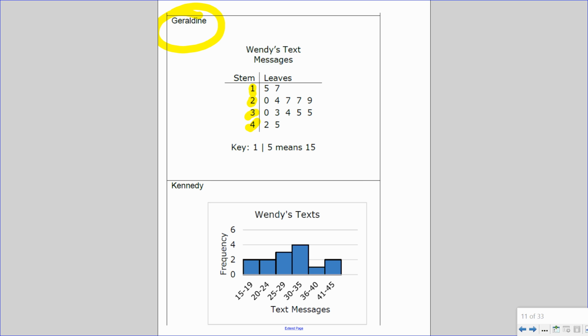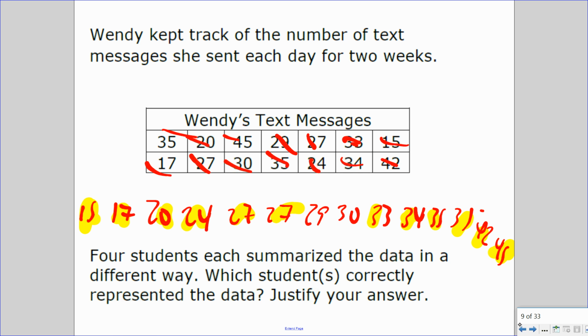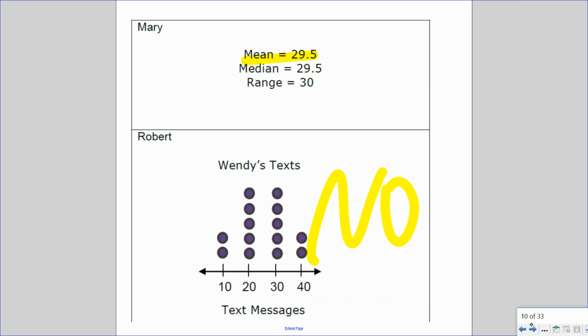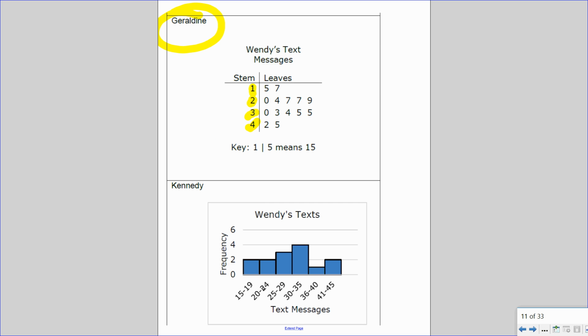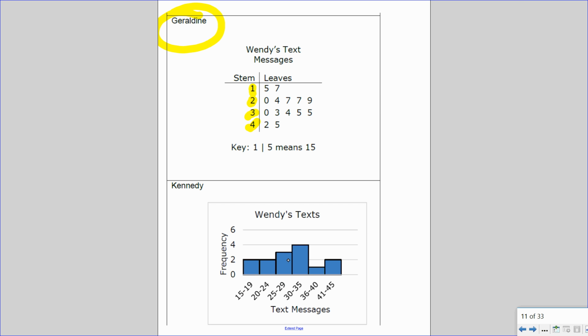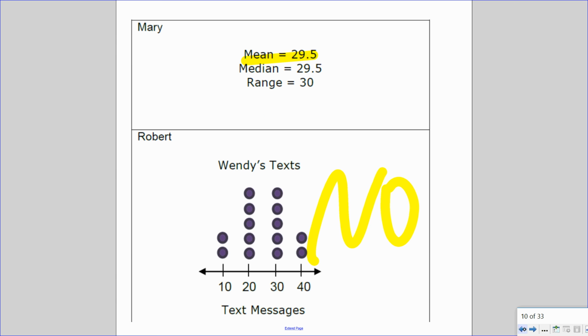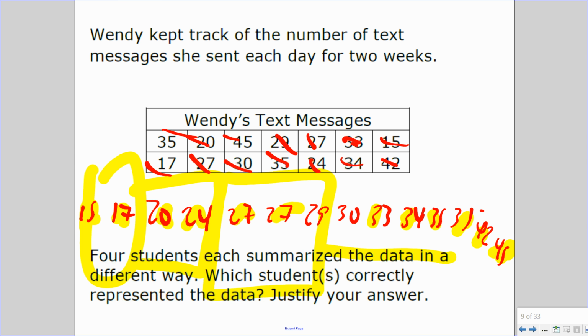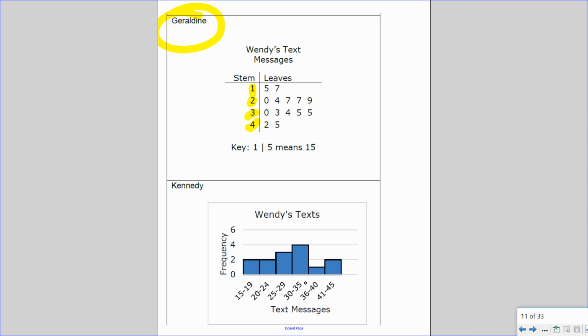Maybe Kennedy did a good job. 15 to 19. There are two numbers between. Yep, that is true right here. How many 20s do you see? 5 of them. This is a histogram. Wait, 20 to 24. Let's go back. 20 to 24. I see 2 of them. And then the upper half of 20s, there's 3 of them. I think this person did a good job too so far. 30 to 35, there's 4 of them. Wait, oh no, 1, 2, 3, 4, 5. 30 to 35. No, this person did a bad job. So the only person who answered correctly was Geraldine.